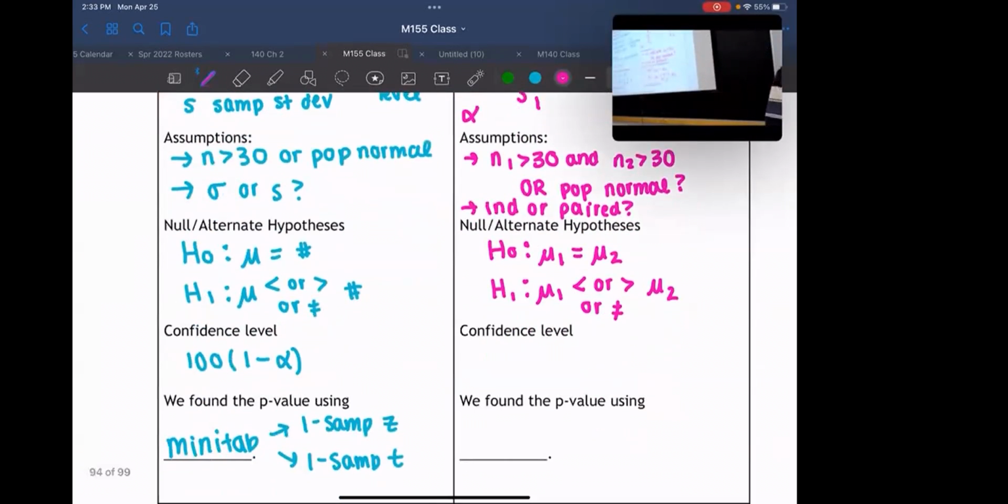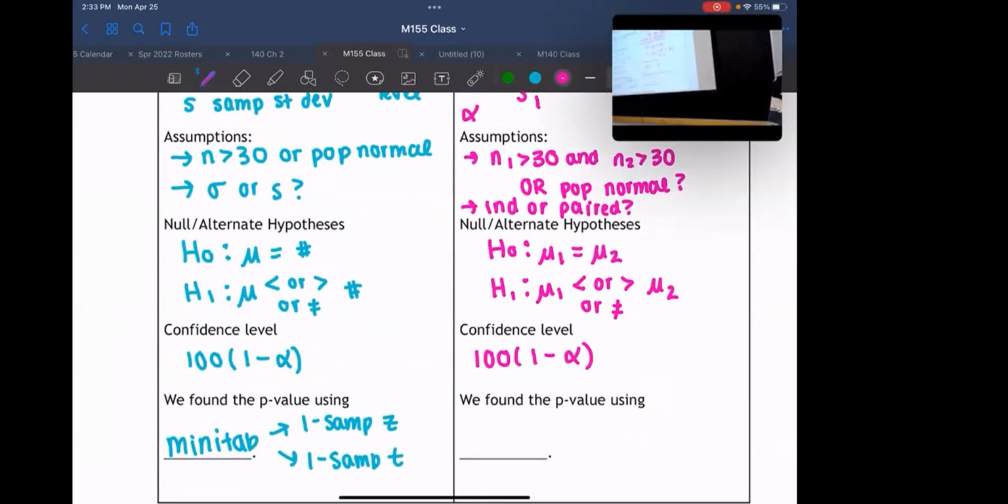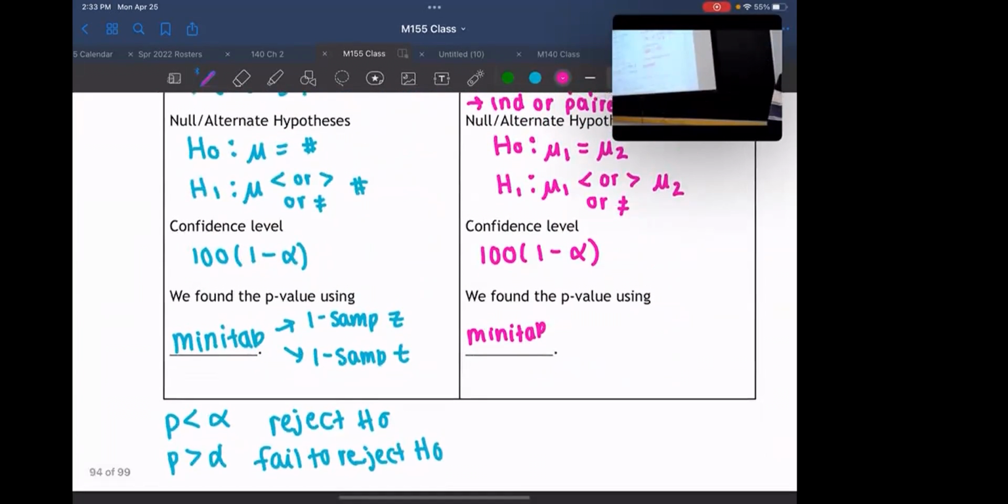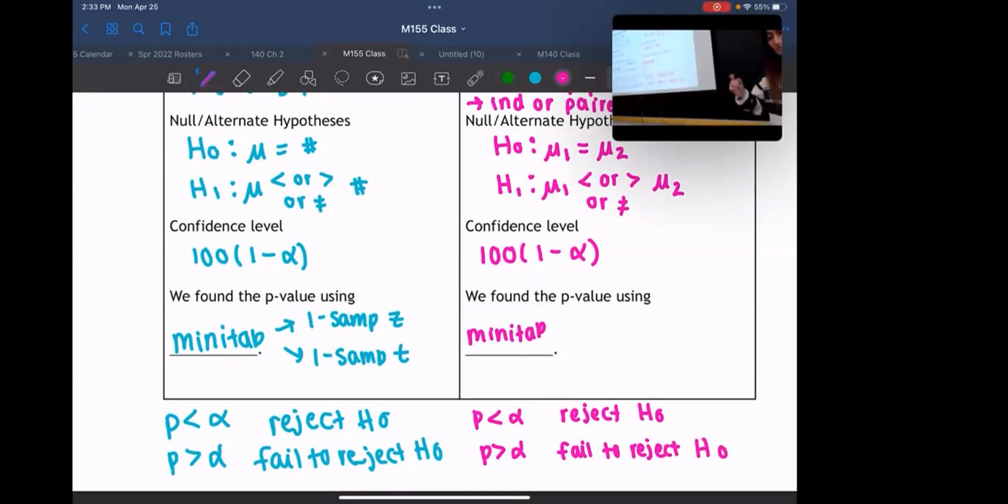Confidence level, it's going to be the same thing. So we're going to do 100 times 1 minus alpha. Same sort of thing. We're still going to find the p-value using Minitab. We'll talk about which test to use a little bit later. And the conclusion is always going to be the same. If p is less than alpha, we still reject the null hypothesis. If p is bigger than alpha, we still fail to reject the null hypothesis. So basically everything stays the same here, except our null and alternate hypothesis is going to look a little bit different. And for our p-value, we might have to use a different Minitab test, but we're still using Minitab to find the p-value.